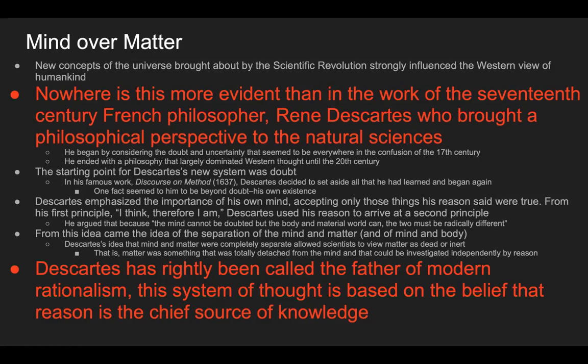He argued that because the mind cannot be doubted, but the body and world can, the two must be radically different. From this came the idea of the separation of mind and matter, and of mind and body. Descartes' idea that mind and matter were completely separate allowed scientists to view matter as dead or inert, not moving. That is, matter was something totally detached from the mind that could be investigated independently by reason.